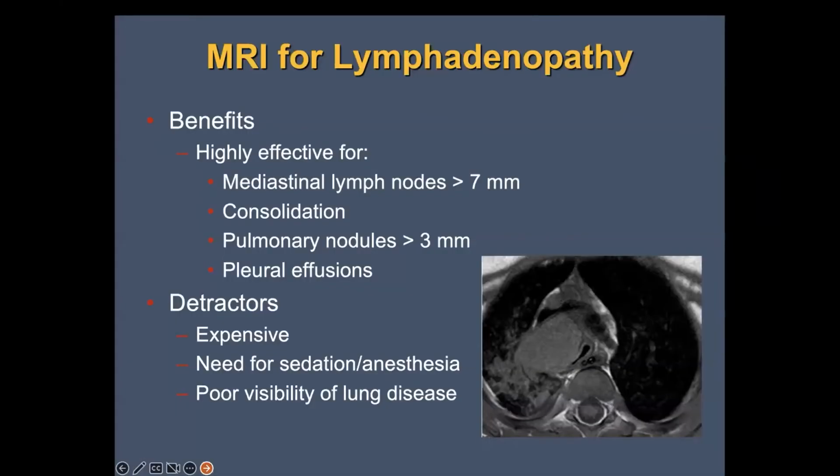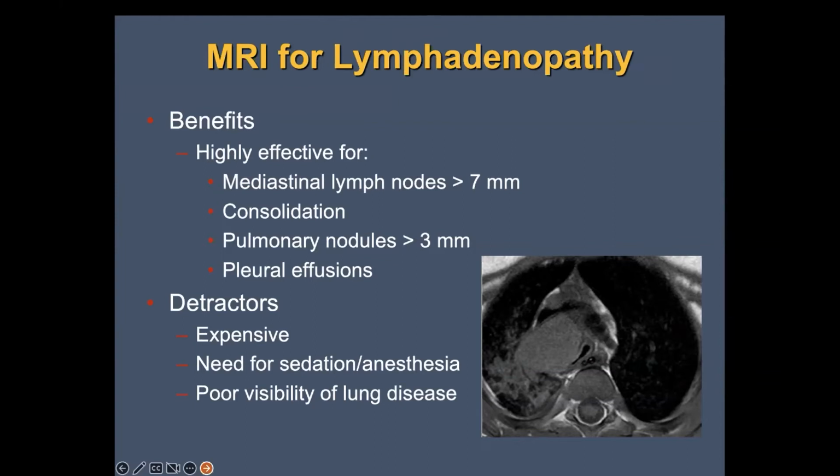MRI is actually a pretty good thing to do. There are a lot of benefits to it. It's very good for mediastinal lymphadenopathy. Certainly anything over 7 millimeters is going to be easy to see. You can see pulmonary consolidations, and you can see some pulmonary nodules if they're big enough. And it's very good for pleural effusions as well.